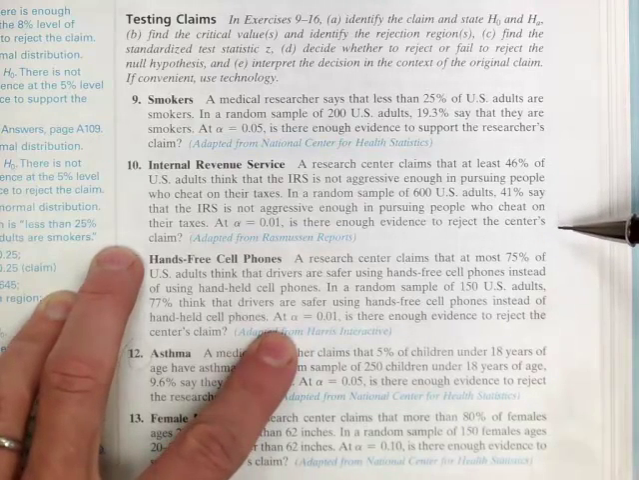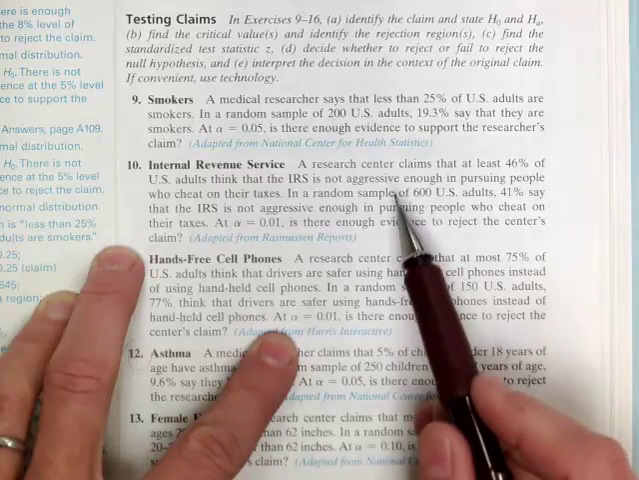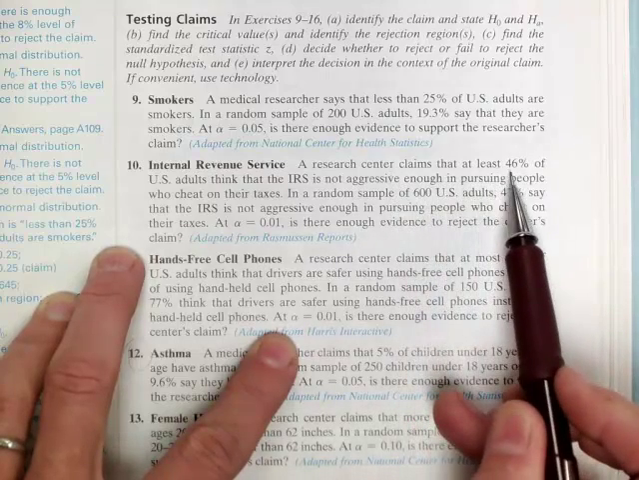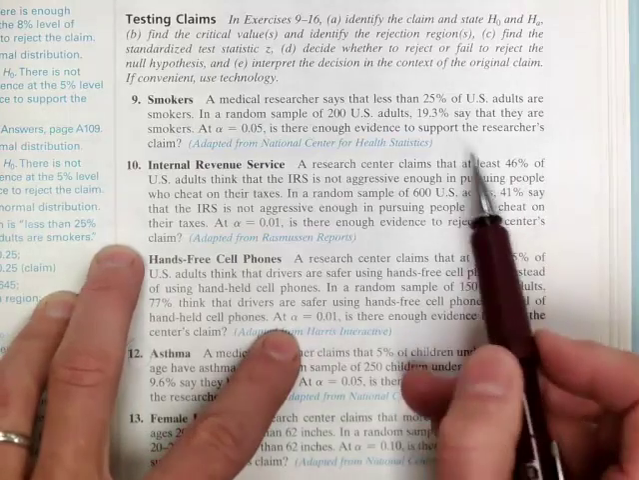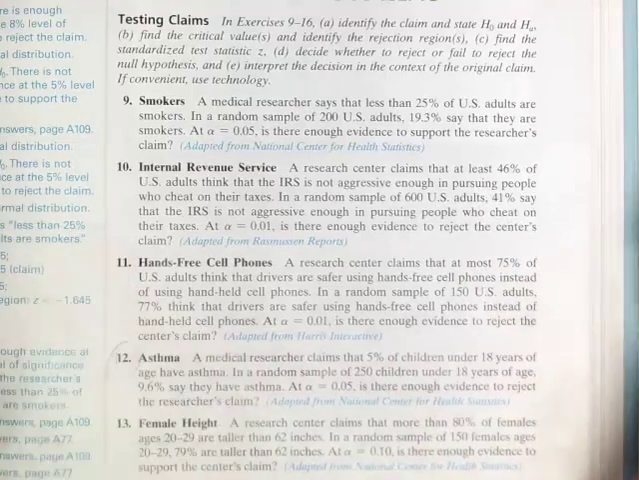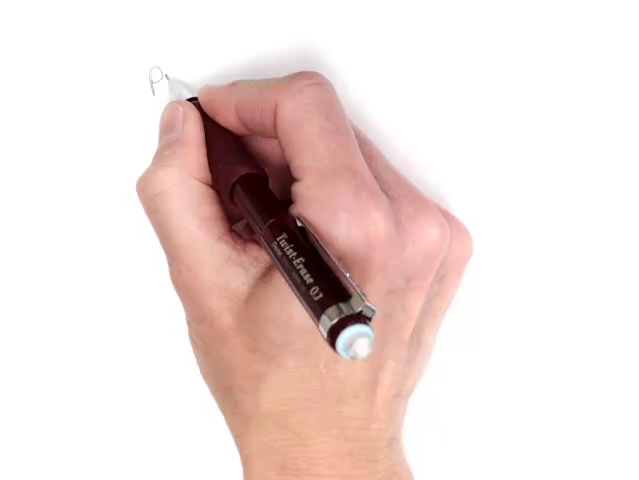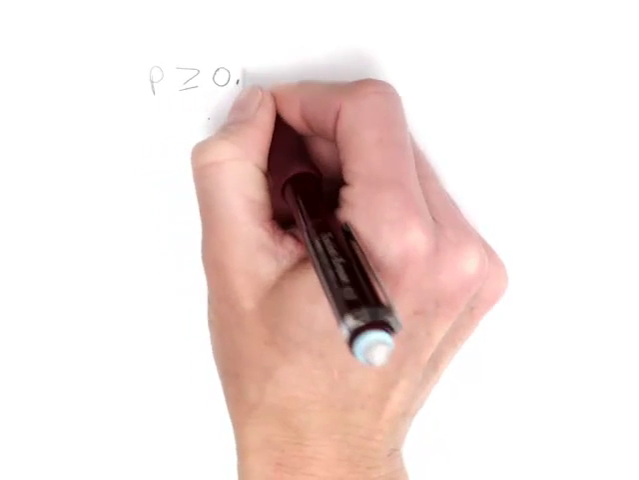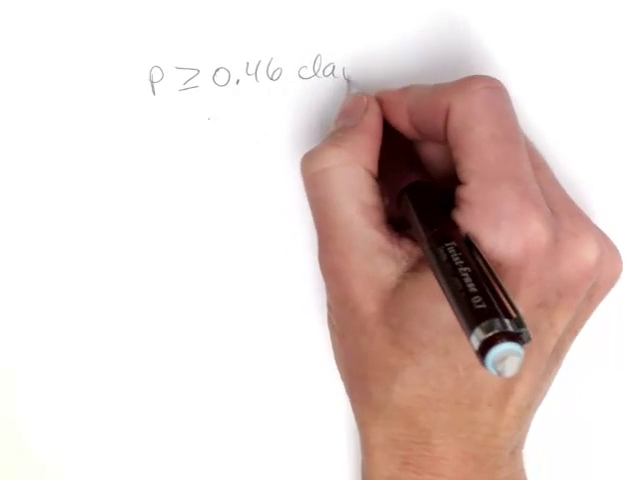Okay, so first let's write the claim as a mathematical statement. Okay, so here it is. A research center claims that at least 46%, so this is a claim about a proportion, and the at least means that P is going to be greater than or equal to it. So my claim as a mathematical statement is P greater than or equal to 0.46. Okay, so this is the claim.